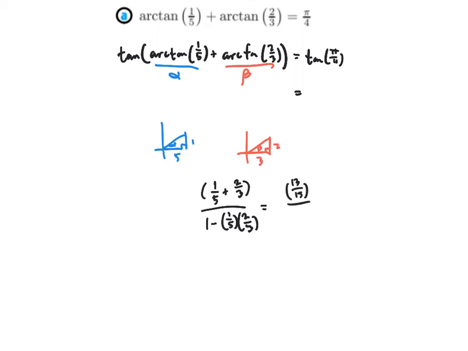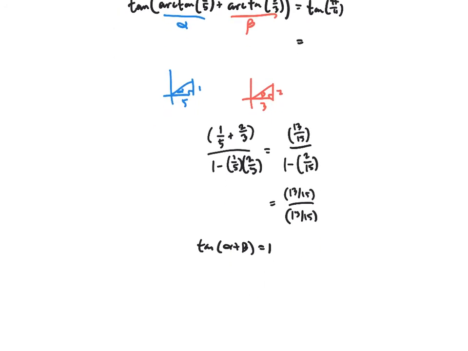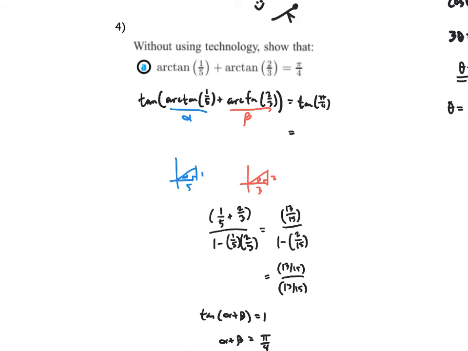That's 13/15 over 1 minus 2/15, which just so happens to be 13/15 as well. So the tangent of alpha plus beta is equal to 1. Therefore, alpha plus beta must equal pi over 4. Hey, look at that. I had called this alpha.